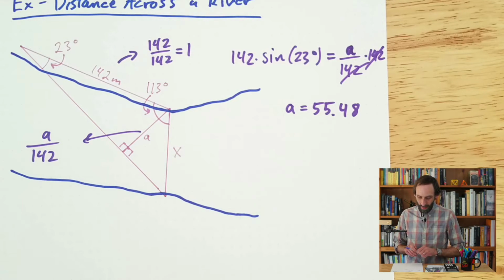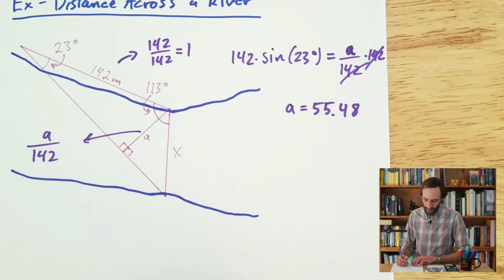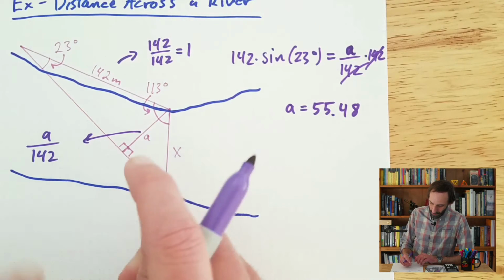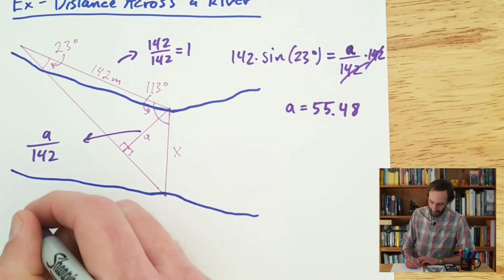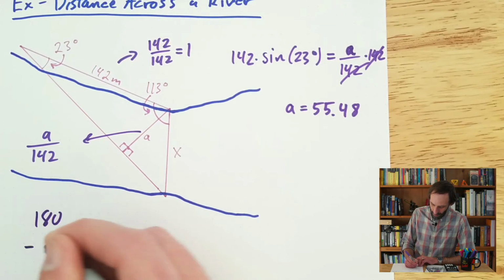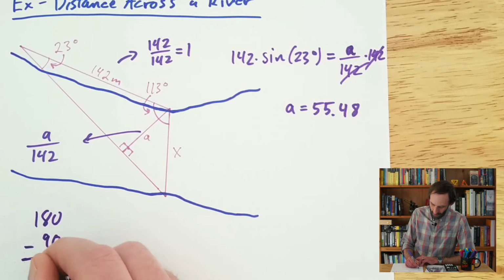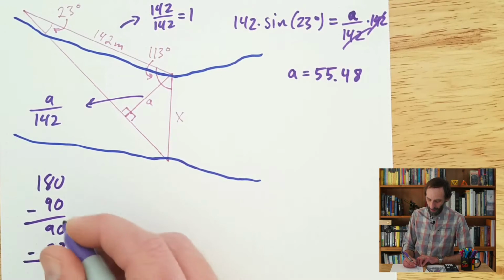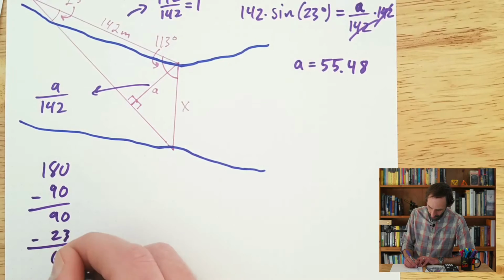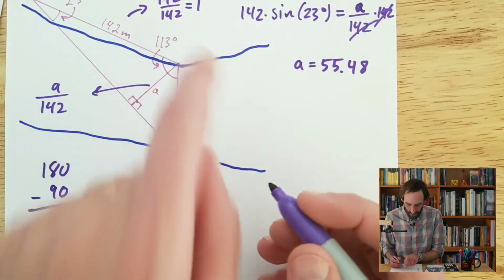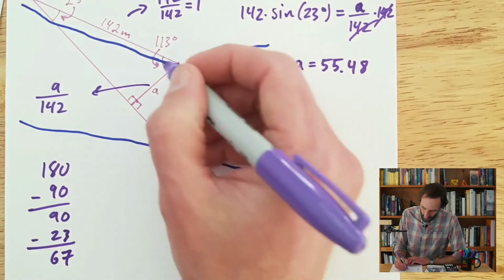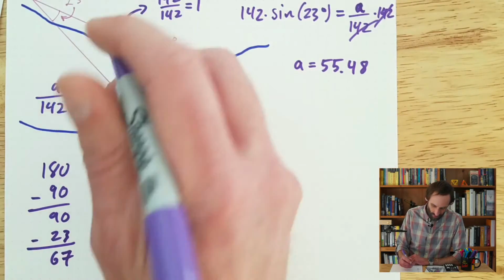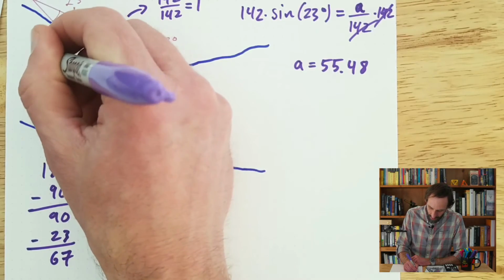So if the angle sum of this triangle is 180 degrees, then we can figure out this angle right here. So this is a 23-degree angle. This is a 90-degree angle. So let's take 180 minus 90. That gives me 90. And then I'm going to subtract 23. And let's see, 90 minus 23 is 67. So that means for this 113-degree angle, this portion of it that's in this triangle is 67 degrees. And so I'll write that over here. This is a 67-degree angle.